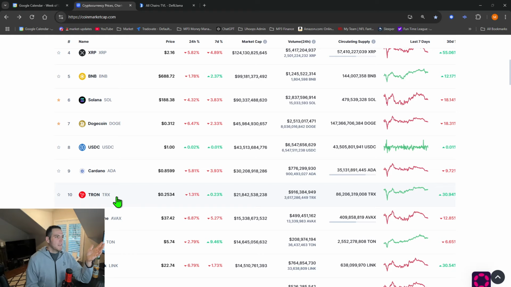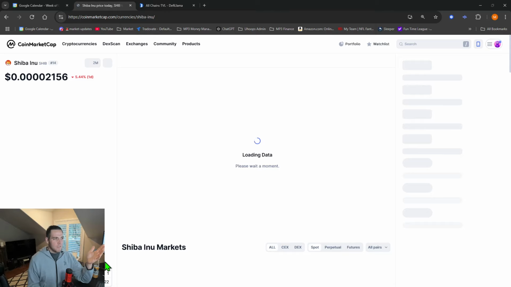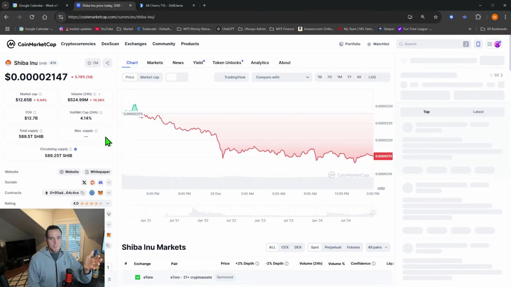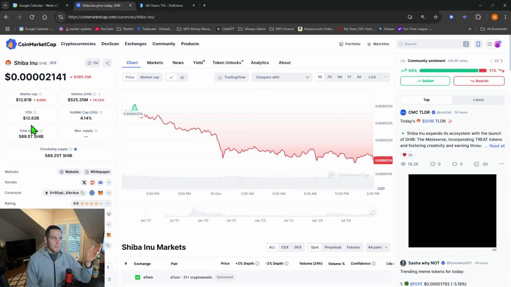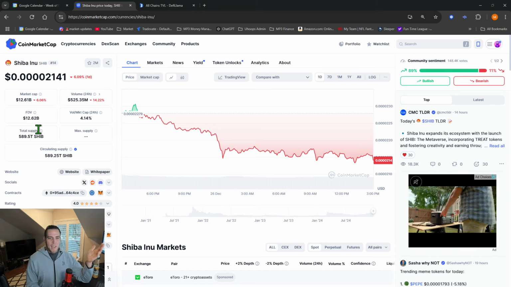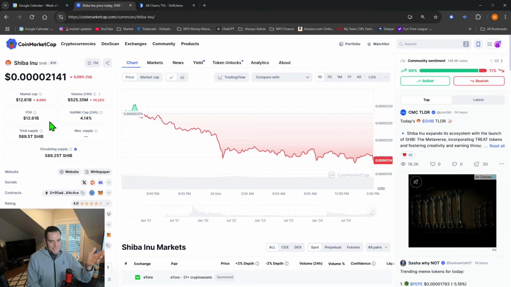SHIB. Now, SHIB has a lot more zeros than Dogecoin. So for SHIB to get to $1, you're going to have a huge move. Its market cap is 12 billion. Fully diluted market cap is 12 billion. So it would be $1 trillion market cap, something like that, for Shiba to get to $1. That seems unlikely.